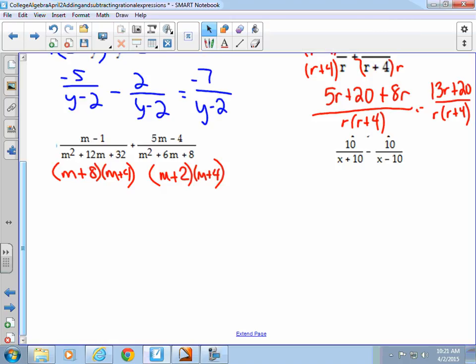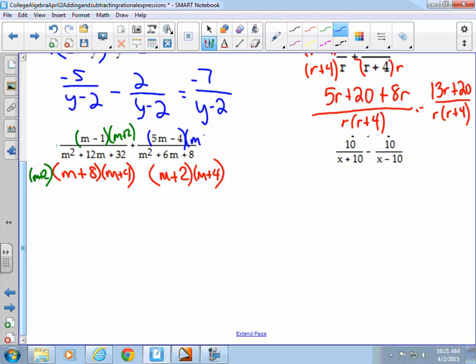So what does the left-hand fraction need? M plus 2 on top and bottom. Am I going too fast? Yeah.